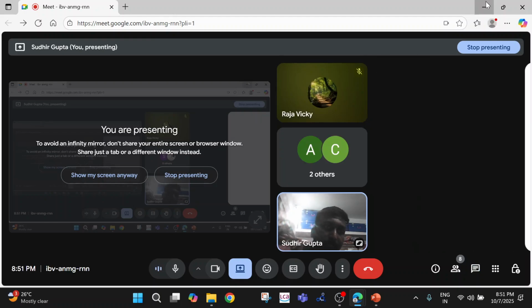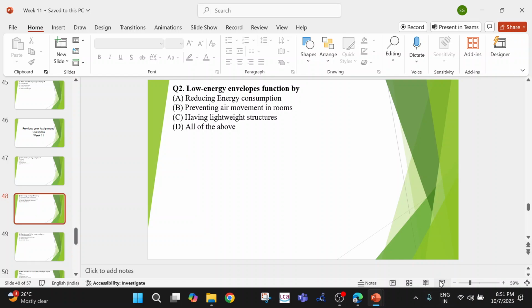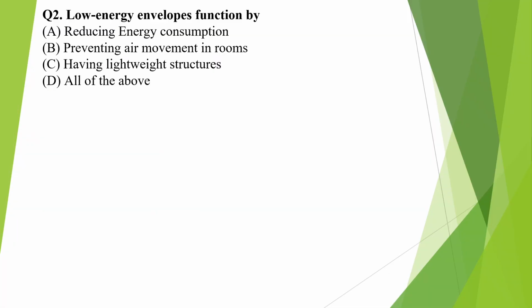Option A is the correct answer. Out of the four options, none of you selected an incorrect answer. That is the low energy envelope. The main purpose of the low energy envelope is to minimize energy demand by optimizing insulation, ventilation, or daylight, which we have already discussed, and this mainly focuses on energy reduction rather than structure type.